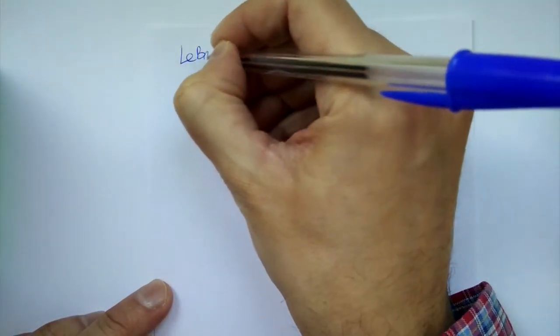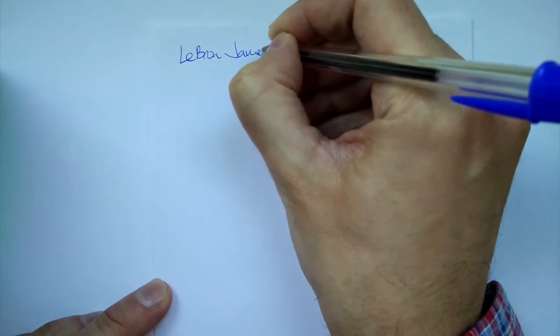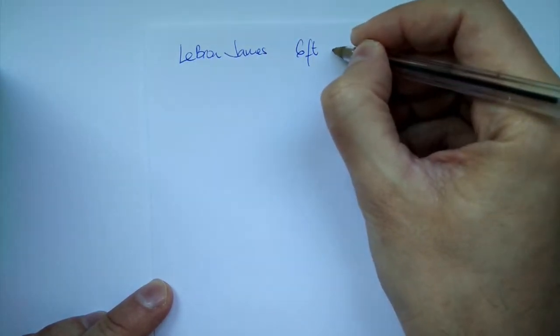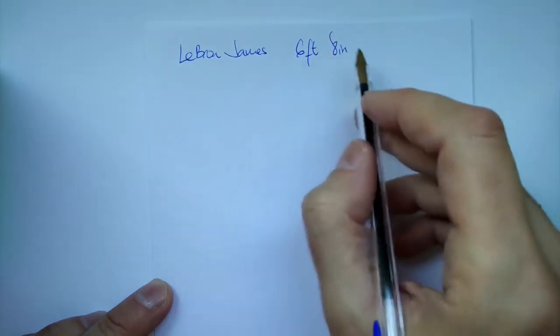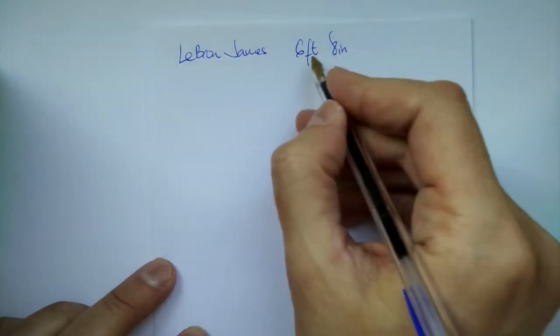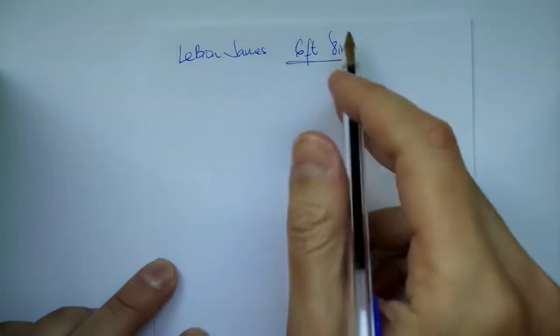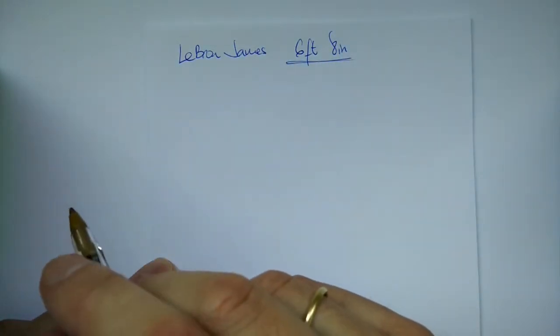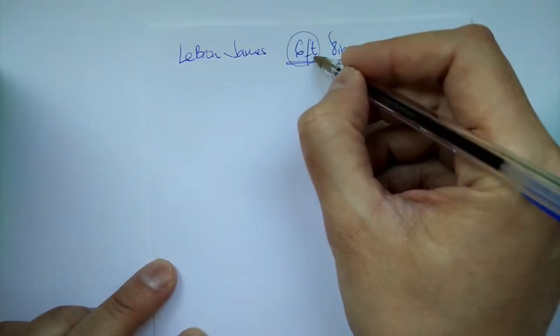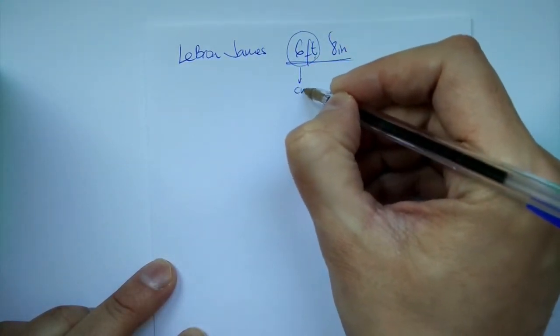For another example, let's calculate LeBron James's height. He is a famous basketball player. He's very tall. LeBron James is 6 feet 8 inches tall. Americans like to know how tall our athletes are, especially if they play basketball. So we have to convert 6 feet to centimeters and 8 inches to centimeters, and then we will add those two values to see how many centimeters tall is LeBron James.